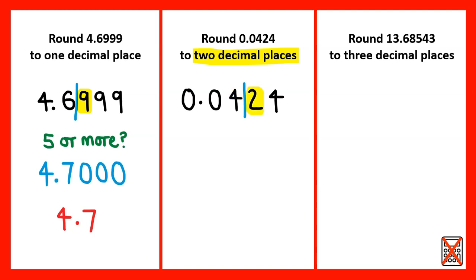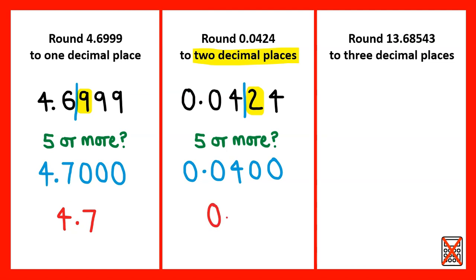Looking at the next number and deciding whether it's 5 or more, which in this case it isn't, means I need to round this number down. So it becomes 0.0, and when rounding down, you don't subtract 1 from the number before the rounding line. It just stays the same, and everything after the rounding line will turn to zeros. So the final answer would be 0.04.